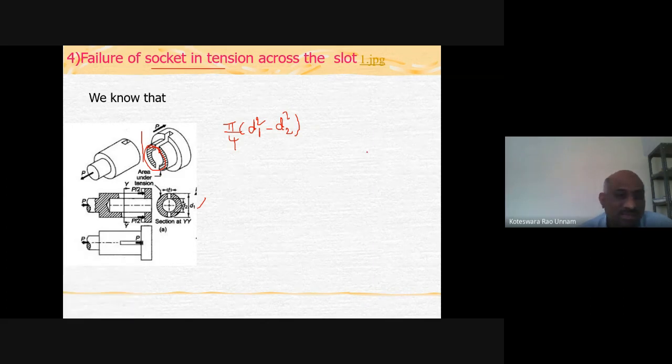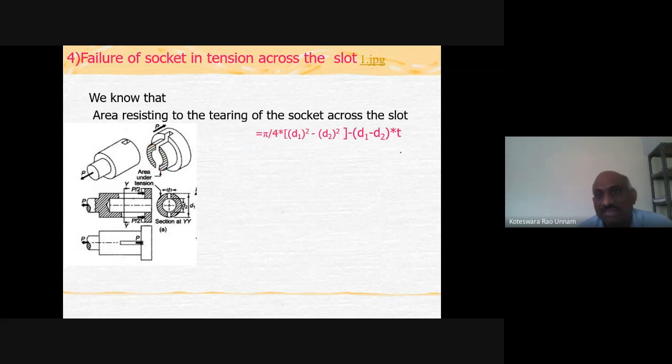Anyway, that is there in the slide, I'll show that to you. So this is going to be the area: pi/4 into D1 square minus D2 square. Sorry, this is the hollow circular cross section area. In that you need to subtract this slot. The slot height is going to be D1 minus D2, and the slot width is going to be the thickness t. So D1 minus D2 into t is the slot area, which we need to subtract from this area.